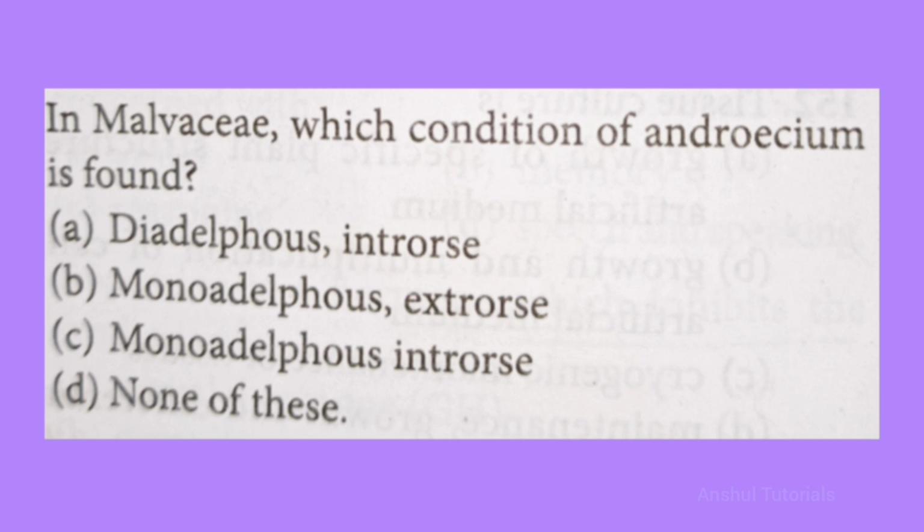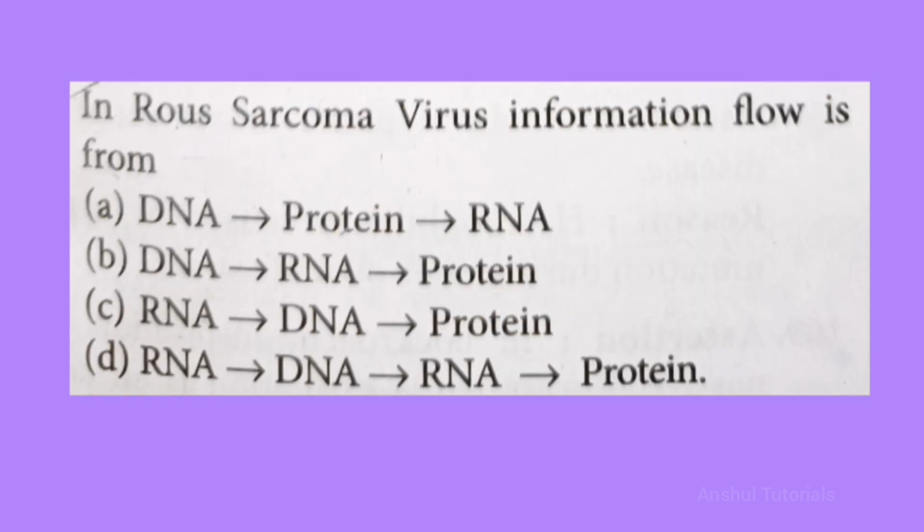In Malvaceae, which condition of stamens is found, so the correct answer is option B, that is monoadelphous. In Rous sarcoma virus, information flow is from, so the correct answer is option D, that is RNA to DNA, DNA to RNA and RNA to protein.